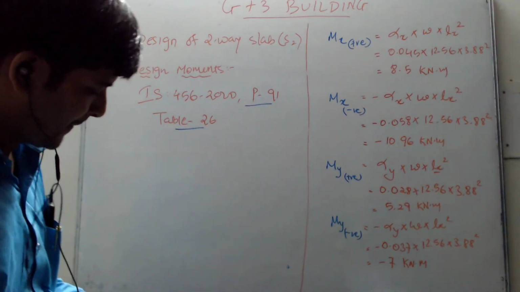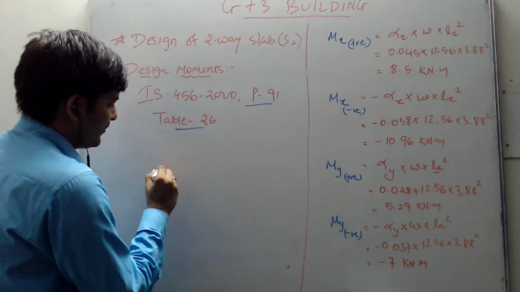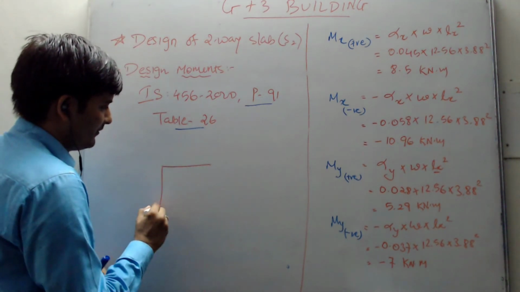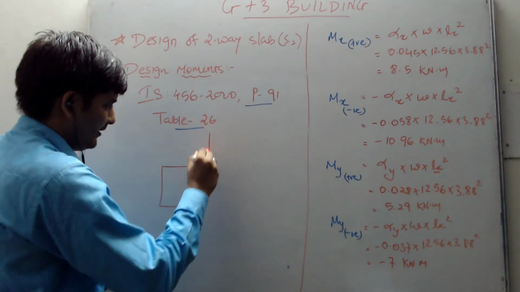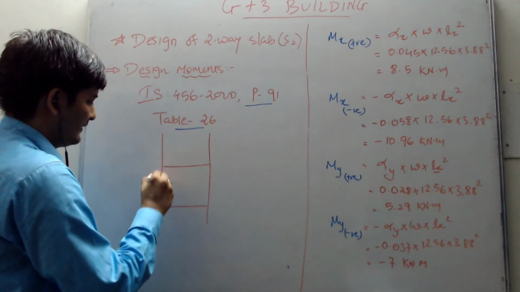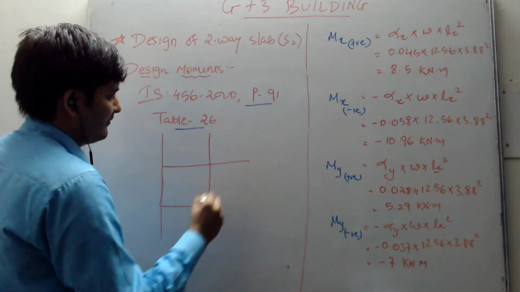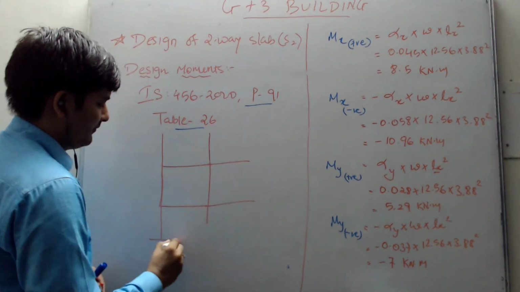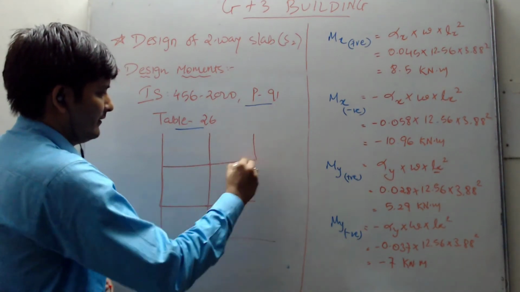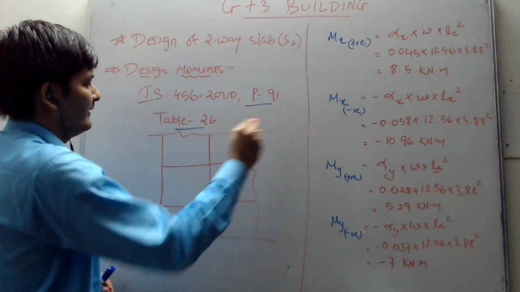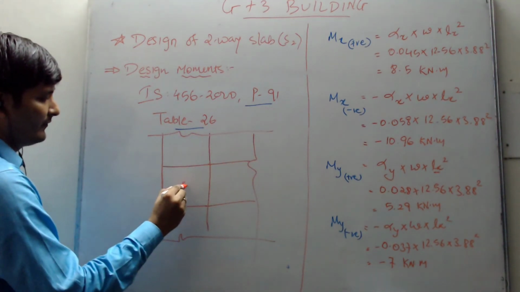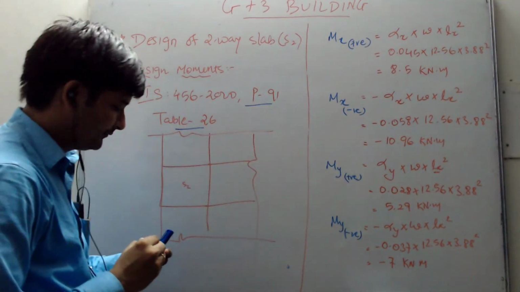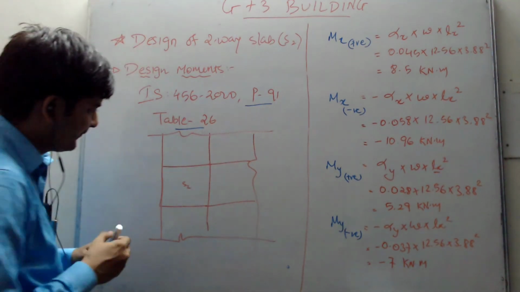So if I draw a free body diagram of my slab, suppose this is a slab of mine, it is continuing like this. There is a slab here, right? So let me draw a section here. This is again a section, this is again a section, right? So this is the S2 slab that I am concerned about. Okay, this is a continuous edge.